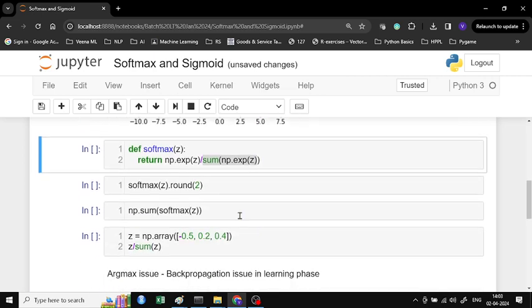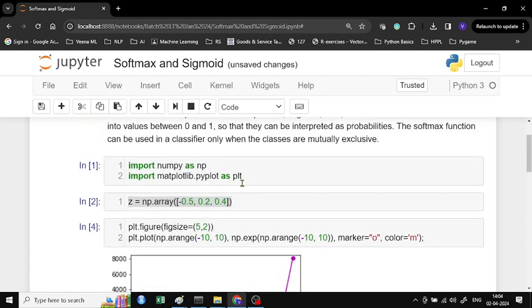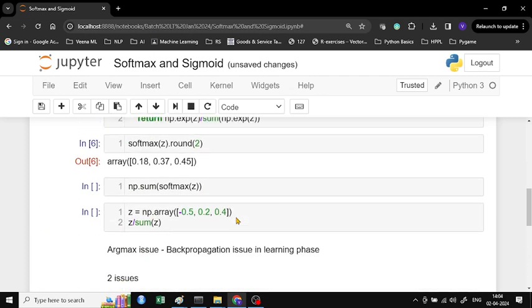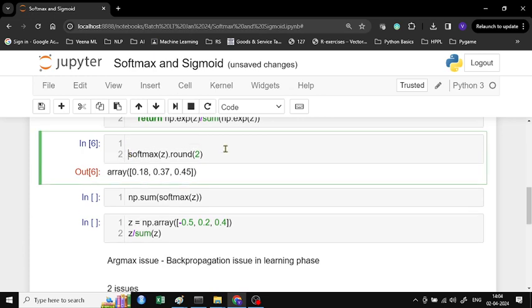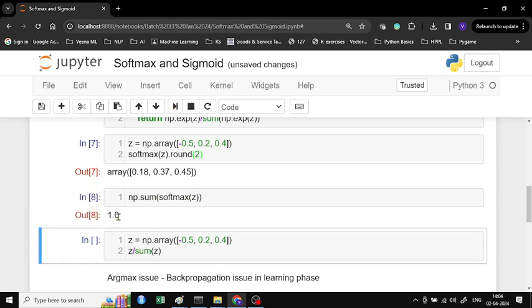So what is the softmax function? You can define the softmax function like this: the exponential of an individual input divided by the sum of all those exponentials, as I just explained. So let's take the exponential of this particular z, rounding off to 2 decimals. So this is 0.18, negative has become 0.18, 0.2 is 0.37, and this is 0.5. When you do a summation of these, you will get the answer as 1.